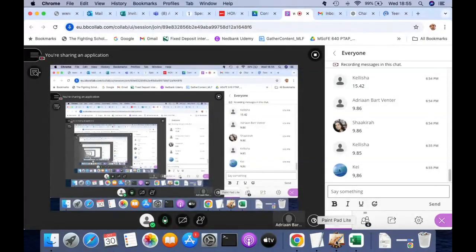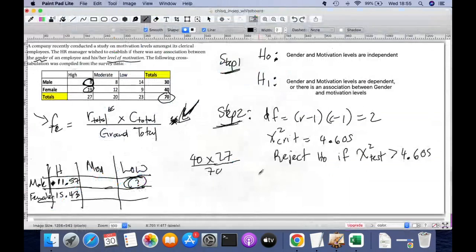Excellent. Well done, everyone. You got the hang of it. I know this formula sounded a bit complicated, but as you can see, when you apply it, it's actually quite simple. So you all got the right answer. It was 9.86. Even if you got 9.85, it's still okay. Close enough.